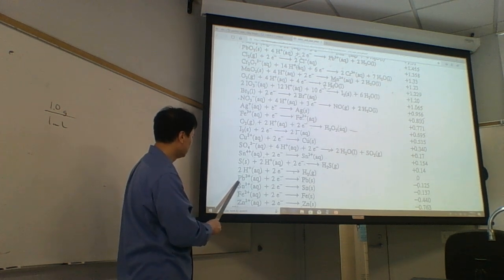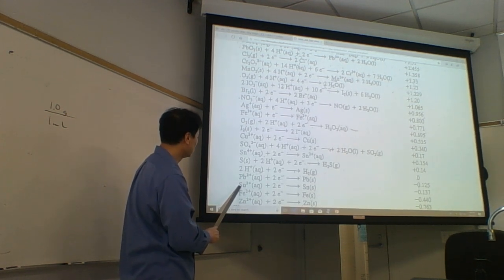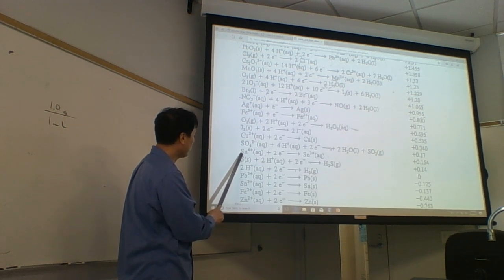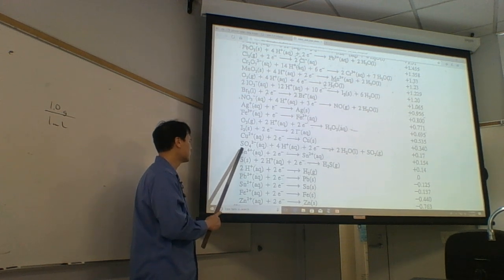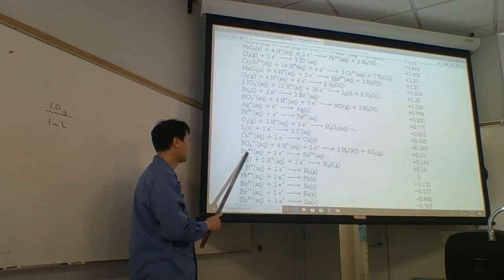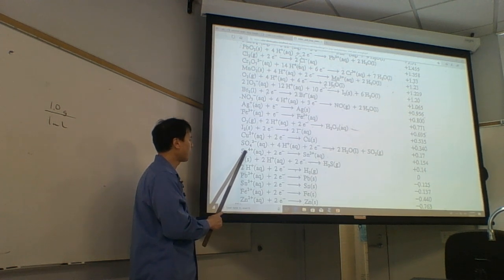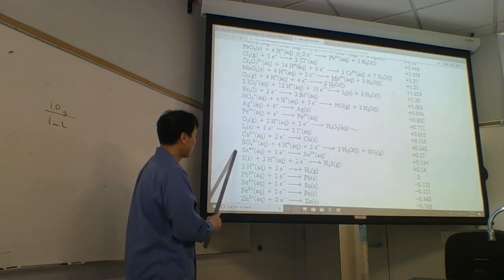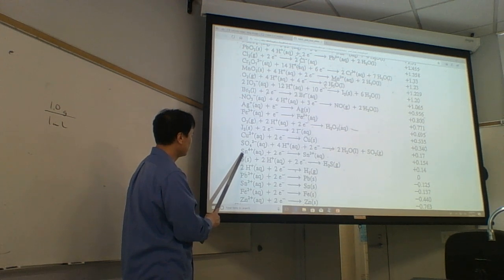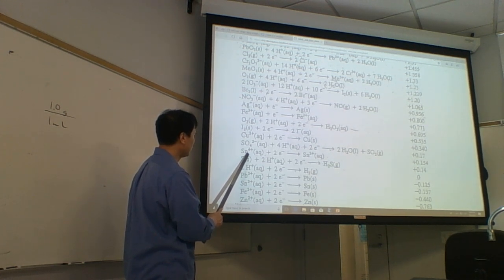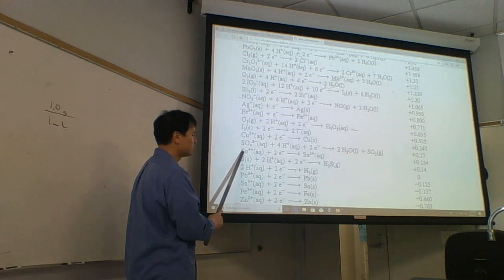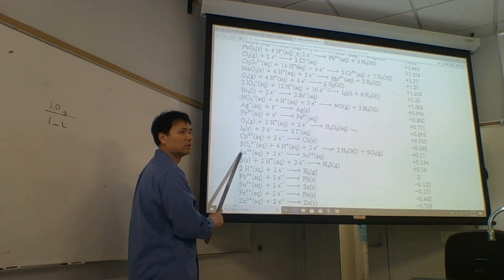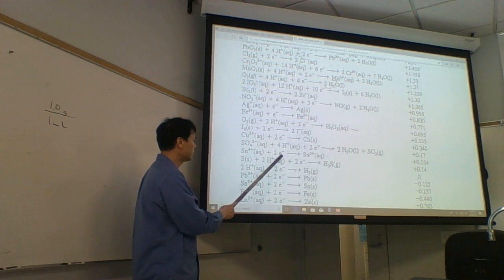And then lead 2, tin 2. So you know tin 4 is a better oxidizer than tin 2. Well, what do oxidizers want? Oxidizers want to take electrons. So which one would take electrons more favorably, or which ones would take electrons more energetically, or which ones have a stronger attraction for electrons? Tin 4 or tin 2? Tin 4. Why would tin 4 have a stronger attraction for electrons? Higher charge, higher positive charge. Electrons are negatively charged.